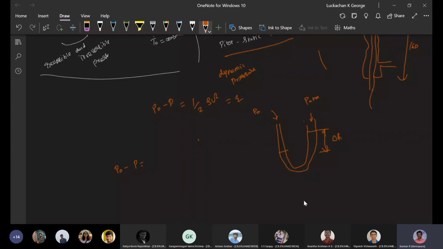We know that the change in pressure is rho g delta H. So if you want to measure P naught against P atmospheric, P naught is equal to P atmosphere plus rho g delta h. Same way, if you connect the P static port instead of P naught, P static is P atmosphere plus rho g delta h. So using your Pitot static tube, you can measure your dynamic pressure, your total pressure, and your static pressure.